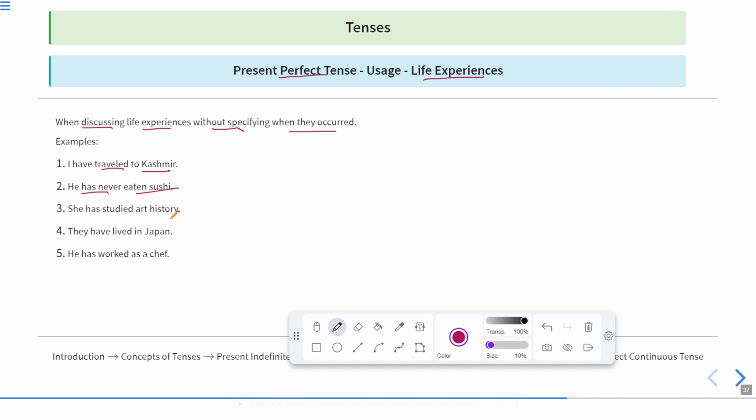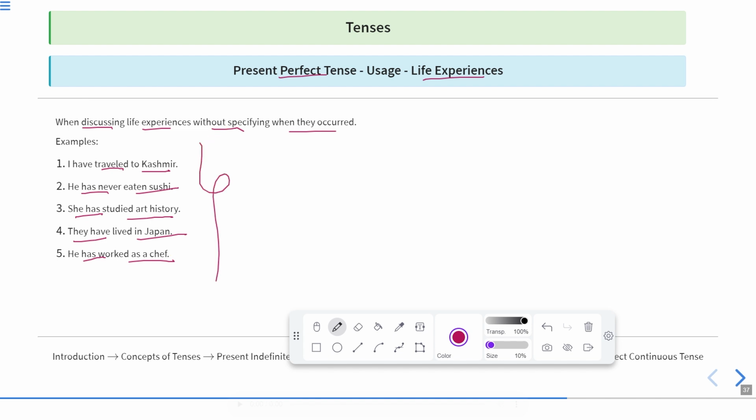He has never eaten sushi. It means this experience he has never had in his life. So this should also be written in present perfect tense. She has studied art history. So this experience she has had, to study art history. They have lived in Japan. So they have experienced life in Japan. He has worked as a chef. It means this work he does not do right now. This work he has done once in his life.